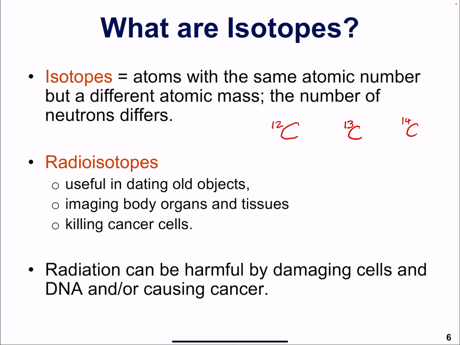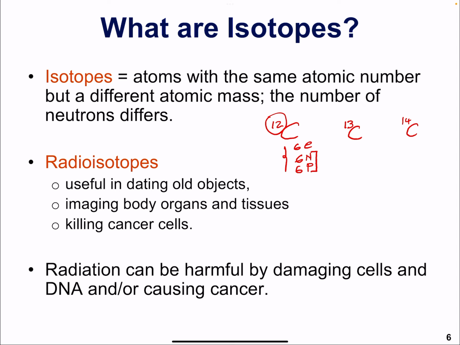Carbon 12 has 6 electrons. It has 6 neutrons. And it has 6 protons. The mass of an atom is that of the neutrons and the protons. 6 plus 6 is 12.